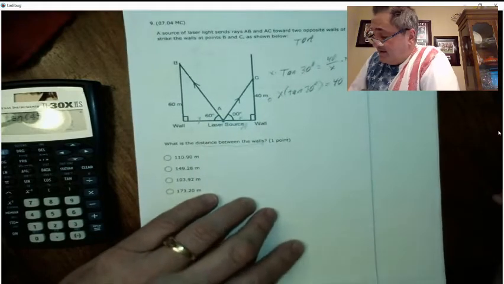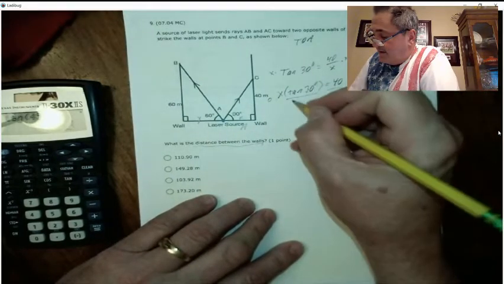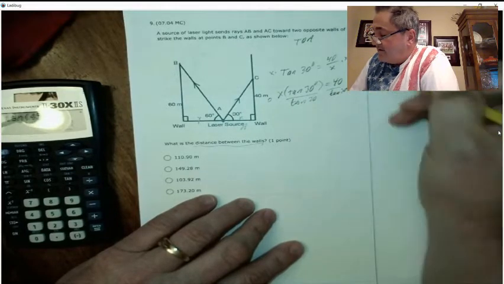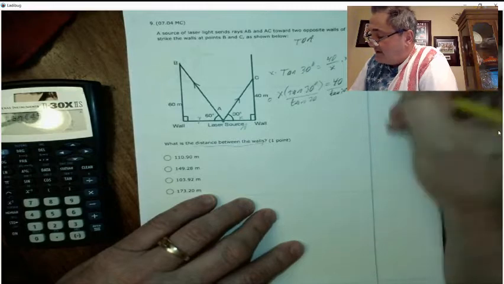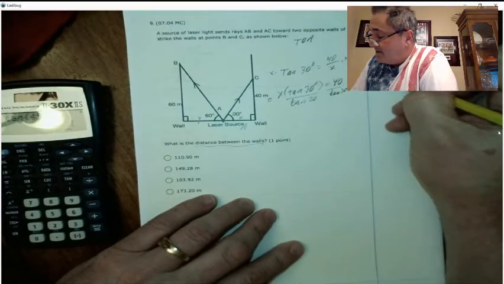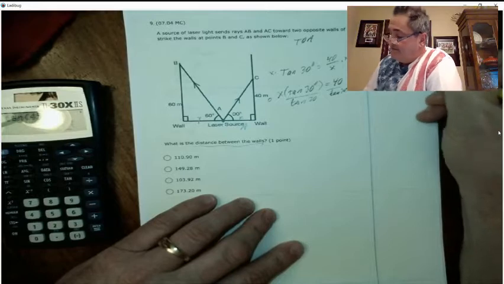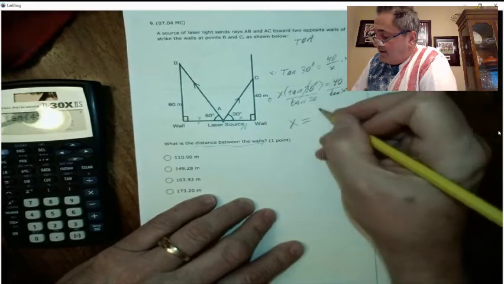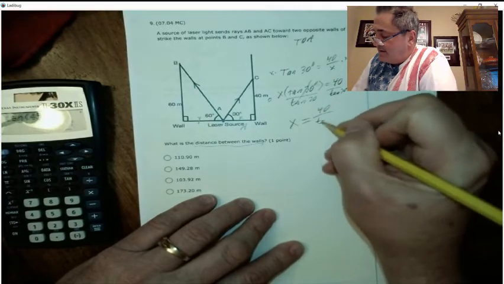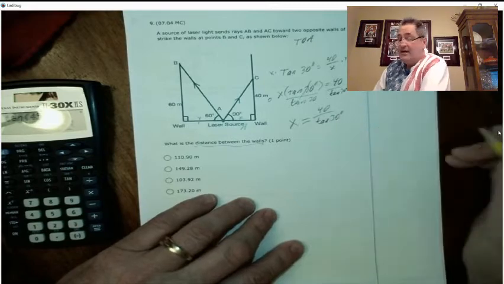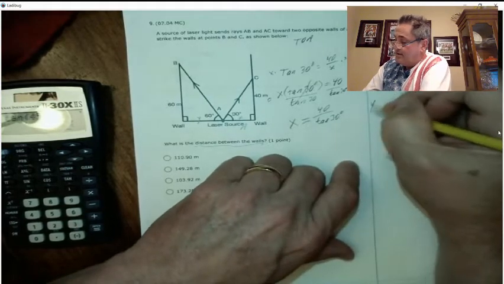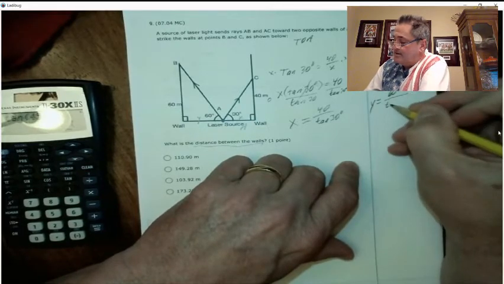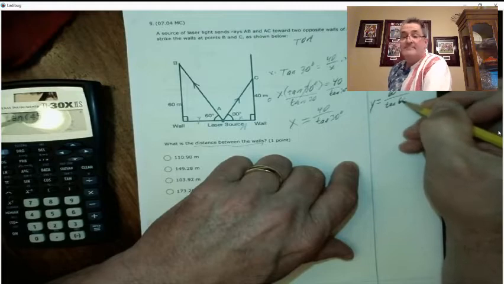Okay. We need to get just x, so we're going to divide by the tangent. Over here, we need just the y, so we've got to divide by the tangent of 60 because it's being multiplied by that right now. So x, these cancel out, equals 40 divided by the tangent of 30 degrees. And over here, y equals 60 divided by the tangent of 60 degrees.